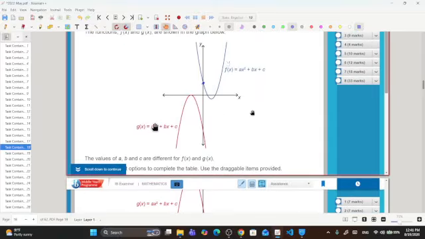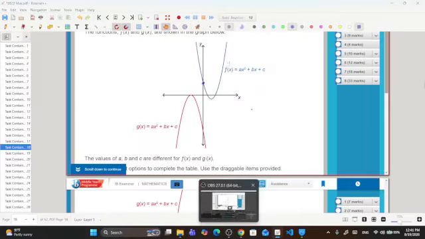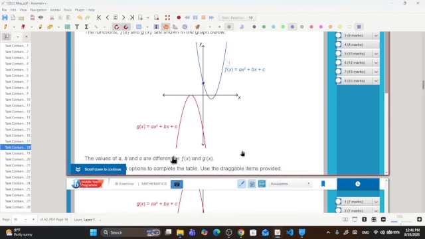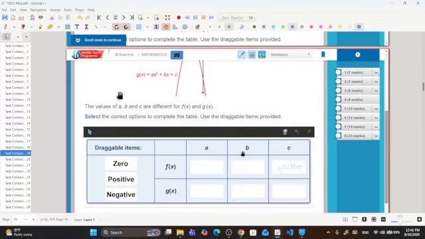What about the value of a? Now I know that this is a happy face curve, a U-shaped parabola. So the value of a is supposed to be positive, right? So I will write this value as positive as well.